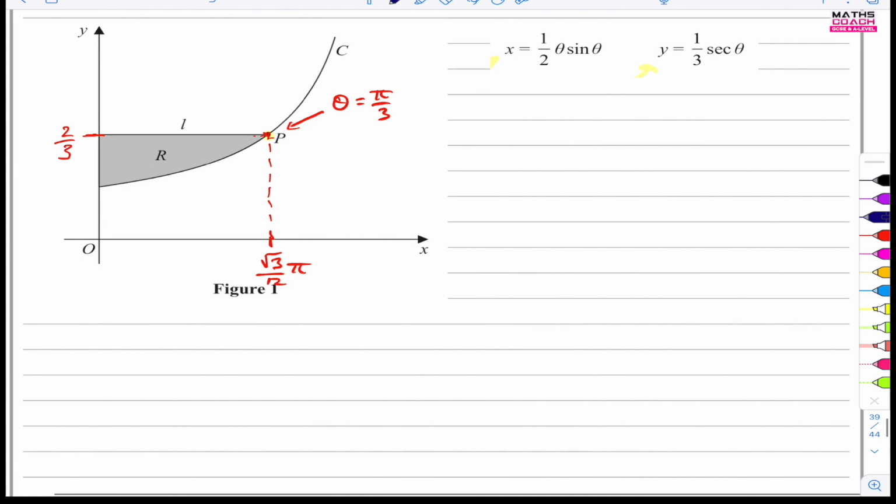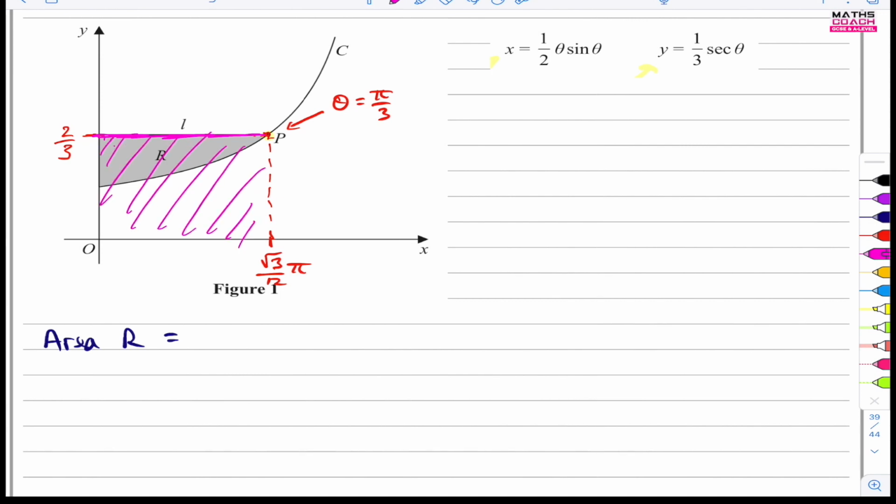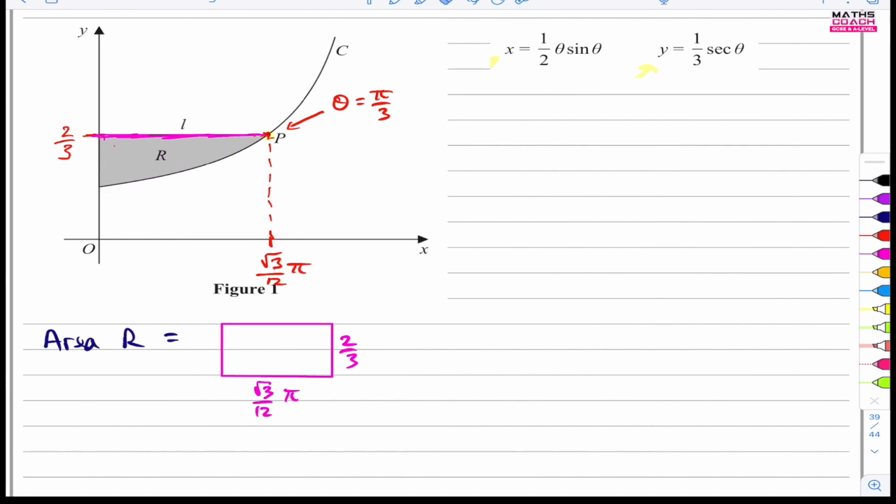Let's start off by looking at the area of that region. So the area of region R will be equal to the area underneath line L. And because line L is horizontal, the area underneath line L would be the area of a rectangle. So if we draw a rectangle just to illustrate that part, this rectangle will have a base of root 3 over 12 times pi and a height of 2/3.